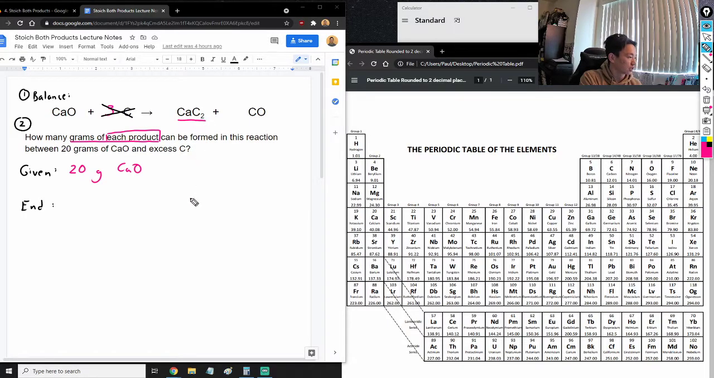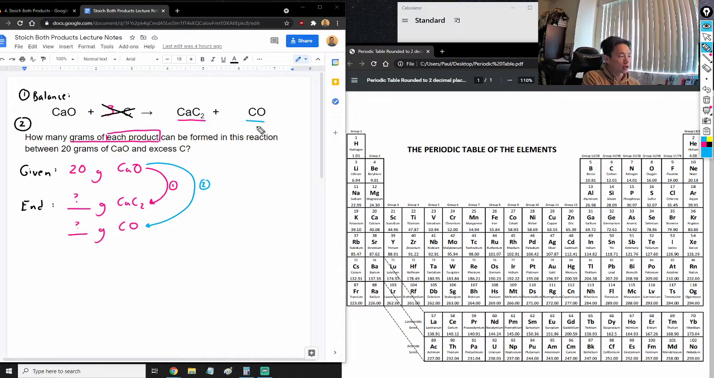So our first product is going to be CaC2, so we need to find grams of CaC2. And we also need to find grams of CO. So in this problem, we're basically going to be doing dimensional analysis 2 times. We're going to do it 1 time, going from CaO to CaC2. So this will be the first time that we do dimensional analysis. But we'll do dimensional analysis a second time, going from CaO to CO. Okay, so this will be the second time we do it. So here, because it's asking us to find each product, we're going to have to find how many grams of each product we can make using CaO.